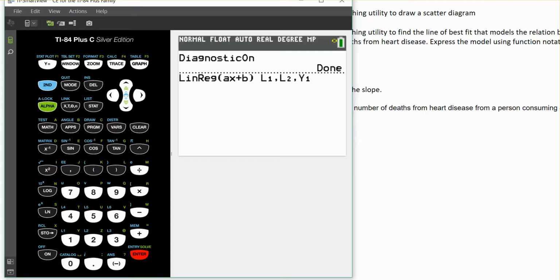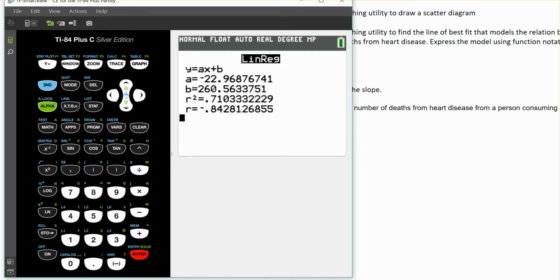And there you go, there's the equation representing a linear regression. Now the a, which is going to be my slope, right? Because a is the coefficient next to x, it becomes our slope. It's going to be negative 22.97, let's say. And the b, which is my y-intercept, is going to be 260.56.